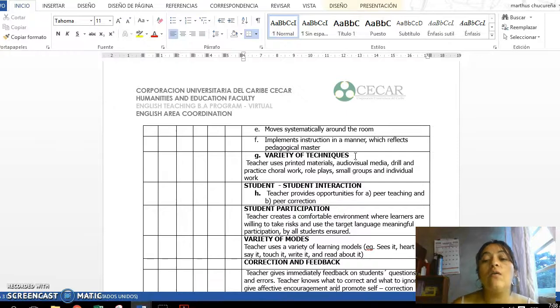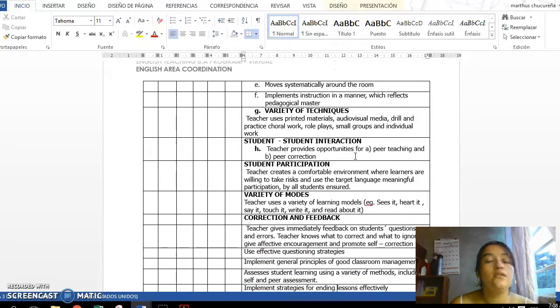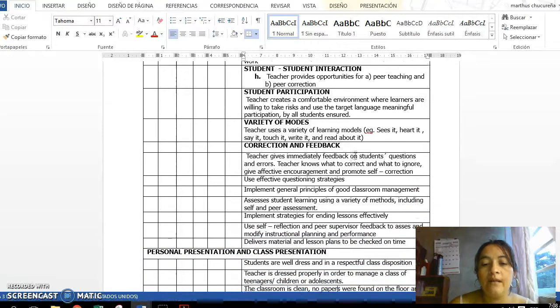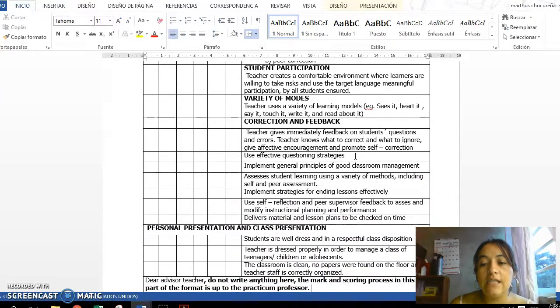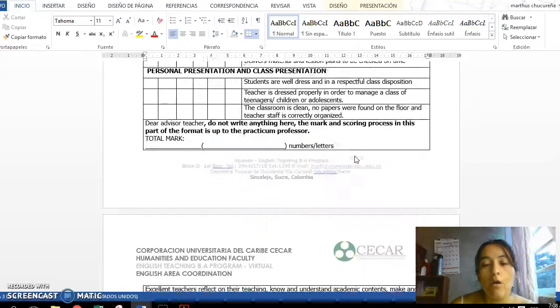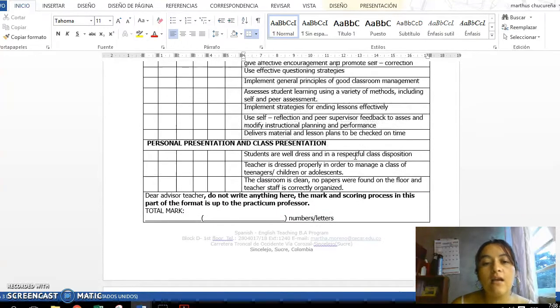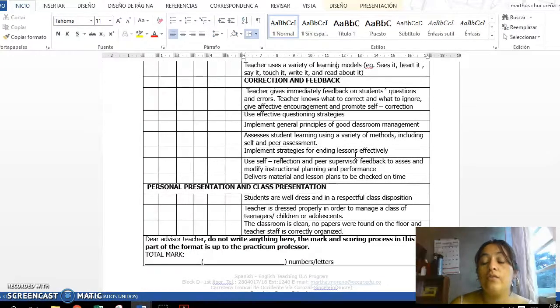If you are all the time at the board with the marker teaching grammar, your evaluation is not going to be successful. Student interaction is not you speaking. The idea is that your students speak too. Remember our didactics classes about teacher talking time and student talking time. The variety of modes: sees, hears, touches, not just look, listen, and copy. Many classes are about look, listen, and copy, and you have to change that in order to have a good evaluation.